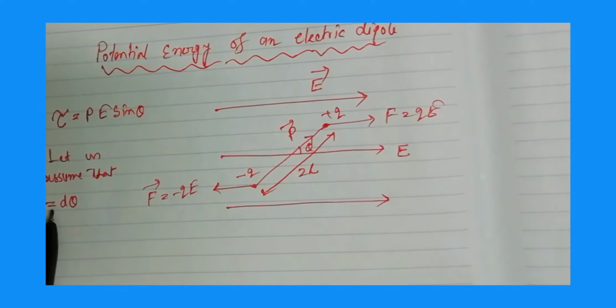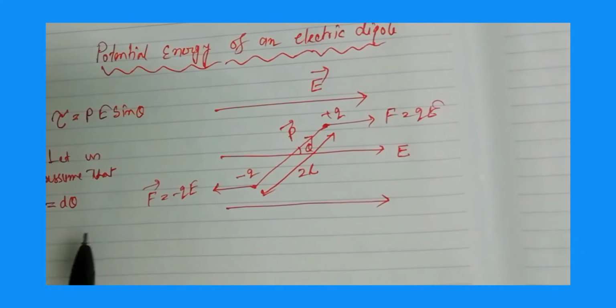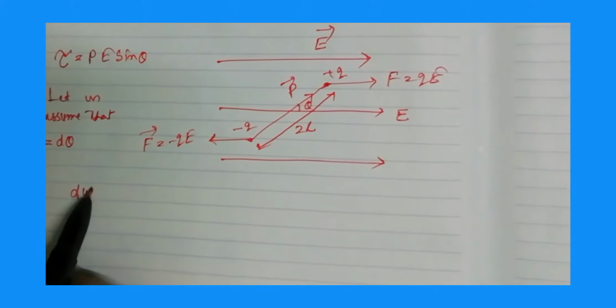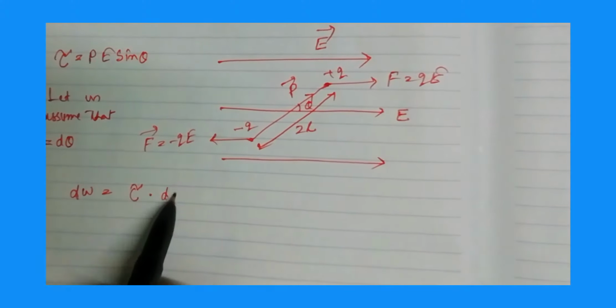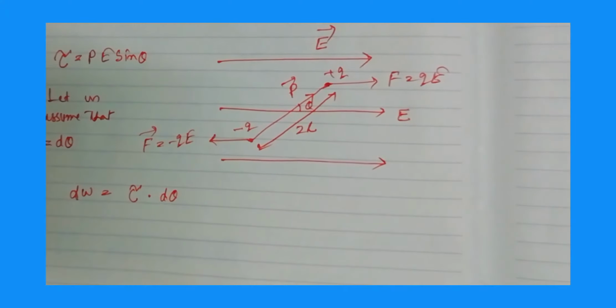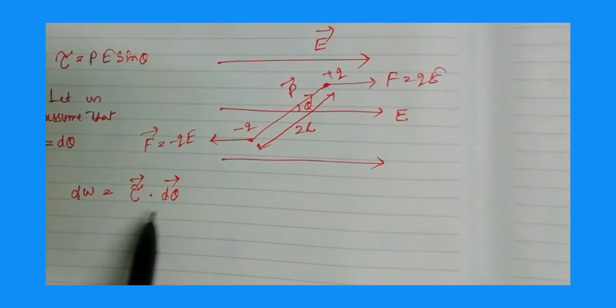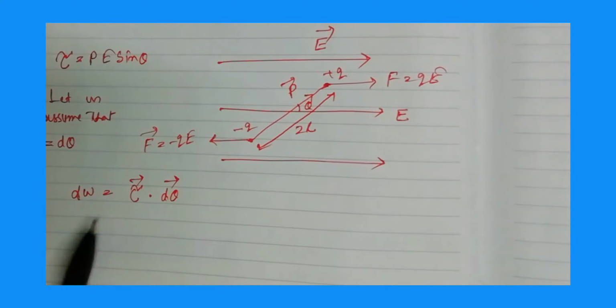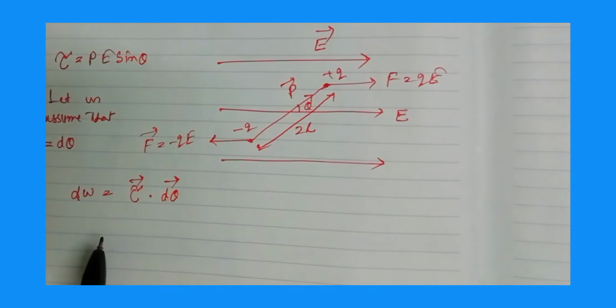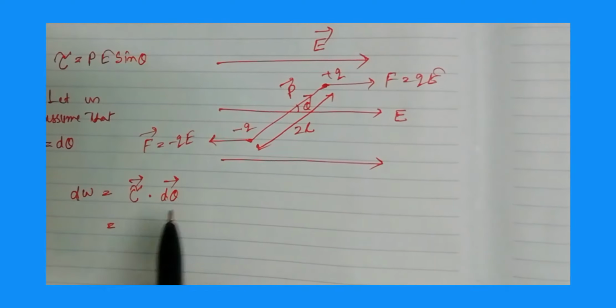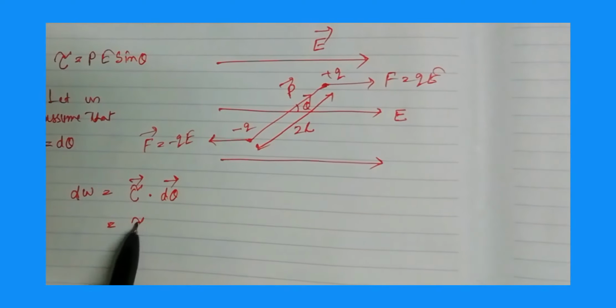If it is an angular displacement, obviously this torque will perform some work done. So this work done is nothing but tau dot d theta. Torque is a vector quantity, angular displacement is another vector quantity, so the angle between these two gives cos of theta. Let's assume that they are in the same direction. So what is the magnitude of this tau? P E sine theta, times d theta.